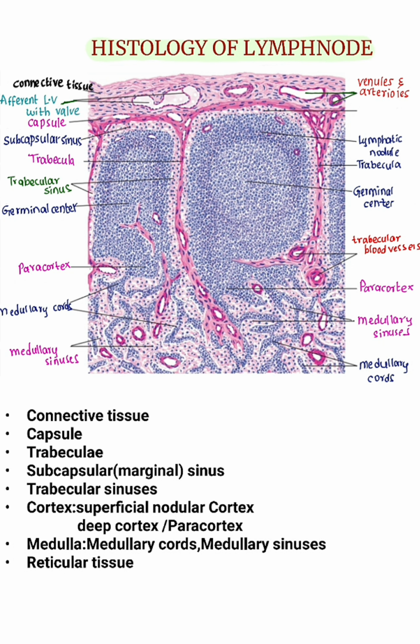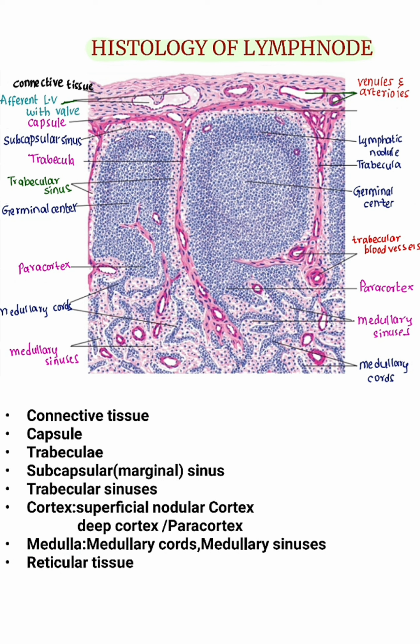Parenchyma of the lymph node shows outer darkly stained cortex and inner lightly stained medulla. Cortex consists of superficial nodular cortex, which consists of numerous lymphatic nodules. Deep cortex or paracortex, it lies between nodular cortex and medulla. It is transition area from lymphatic nodules to medullary cords.